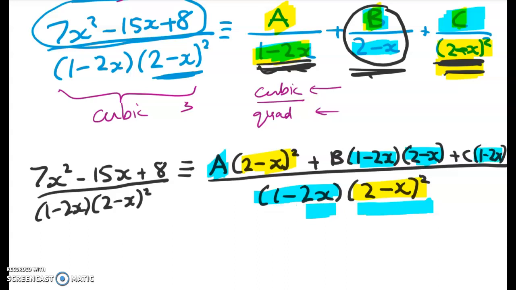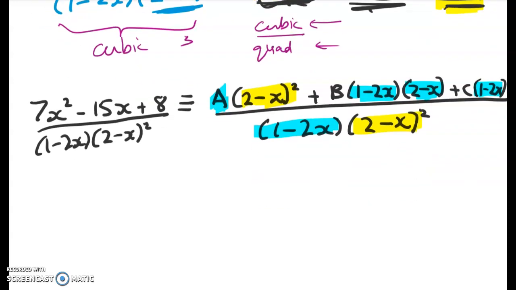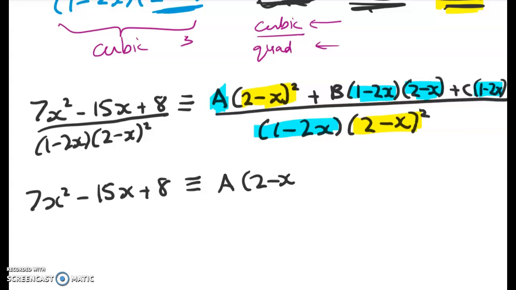If this is feeling difficult, that's a sign that you need to do a bunch more practice out of the textbook, because we should have these patterns at our fingertips. All I've got to do now is work with the numerators because the denominators are equal. So we've got 7x squared minus 15x plus 8 is identically equal to this.